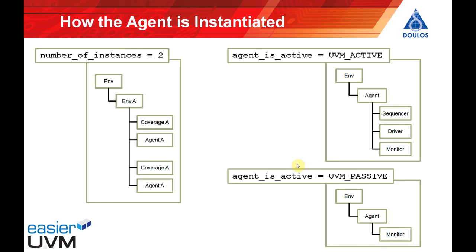The way that this is implemented is that these settings get put in the top level configuration object. And from there, the information percolates down into the configuration object for the agent. That gets read by the build phase and connect phase code of the agent, which decides whether or not to instantiate the sequencer and driver and whether or not to connect them up.